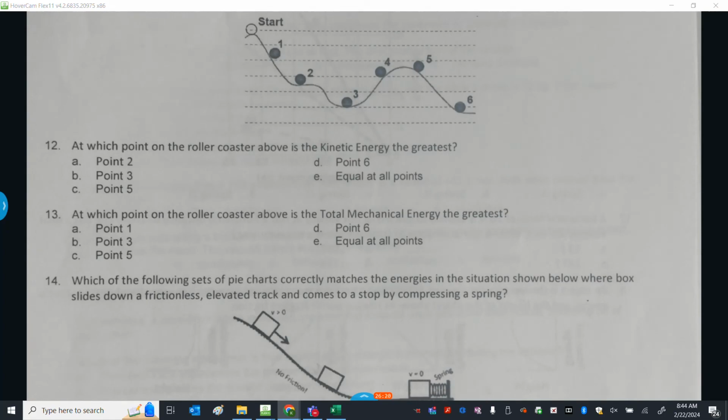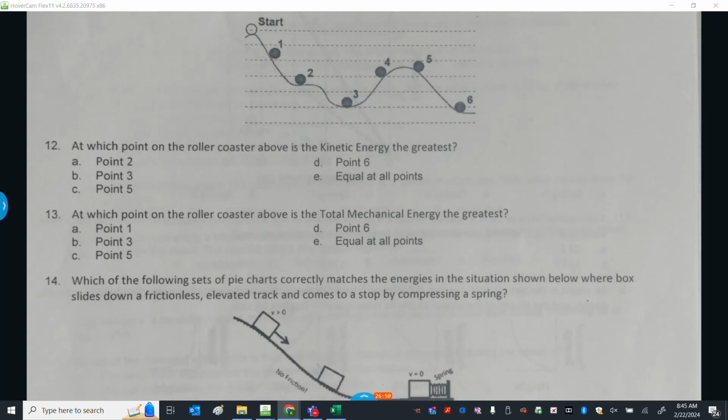That's the whole point. If it's frictionless and there's no dissipated energy, you should have the exact same amount of total mechanical energy. You did this in part 1 of the RA. Your entire right-hand column for total mechanical energy was the same the whole way down because there was no friction in those calculations. Same idea here. And again, the answer to number 13 is E, equal at all points. And again, nobody missed that one.